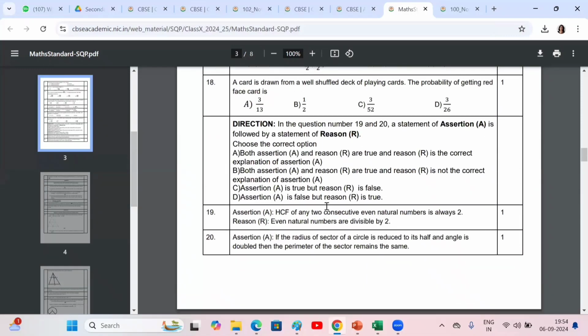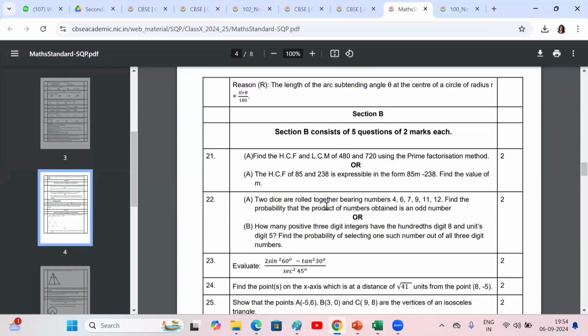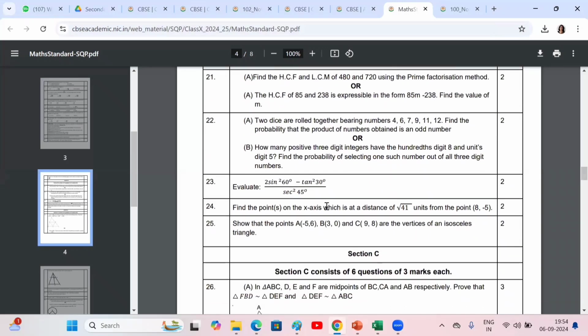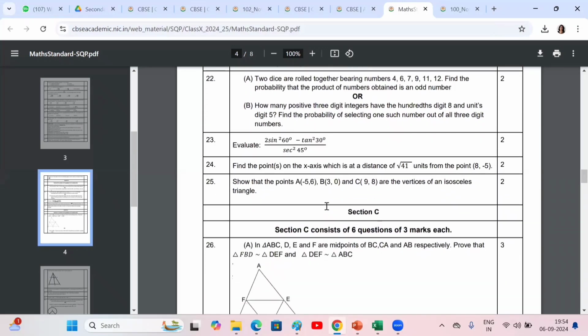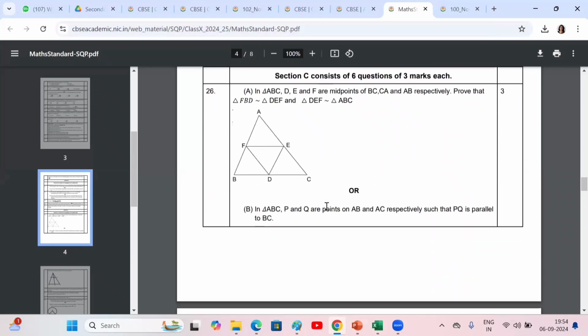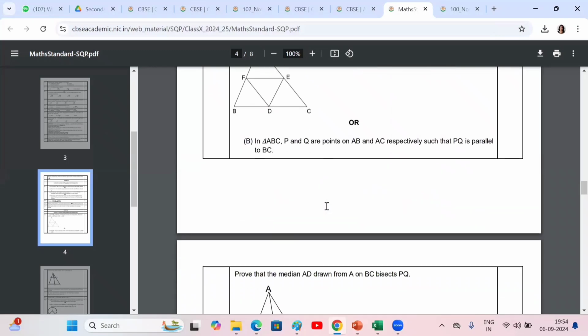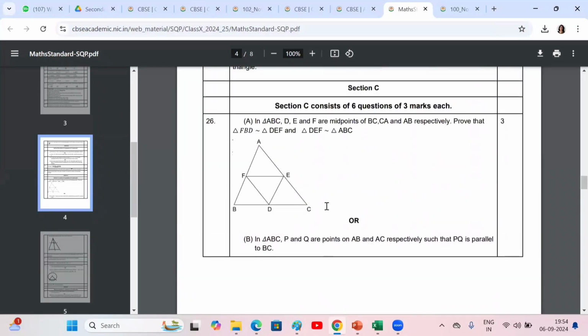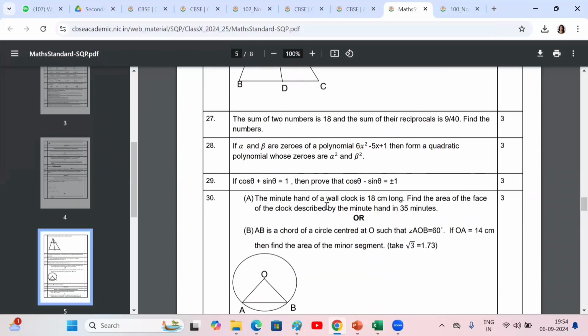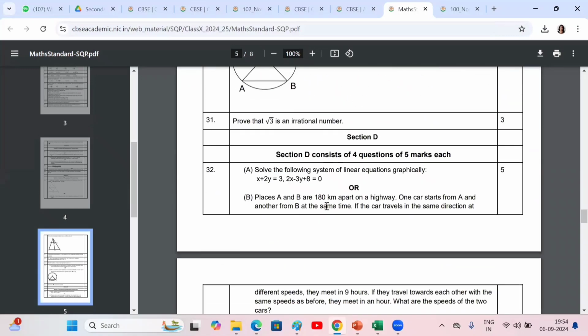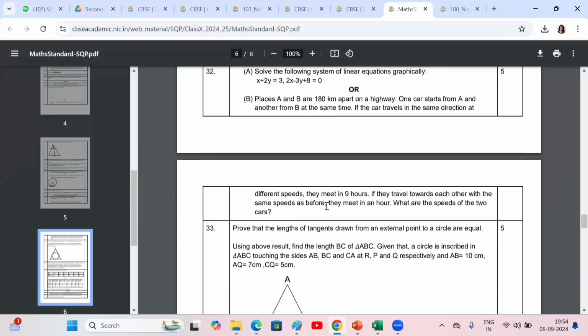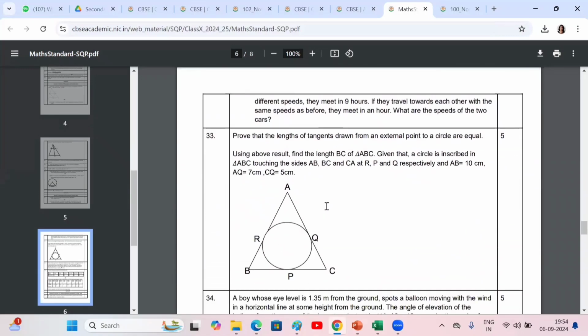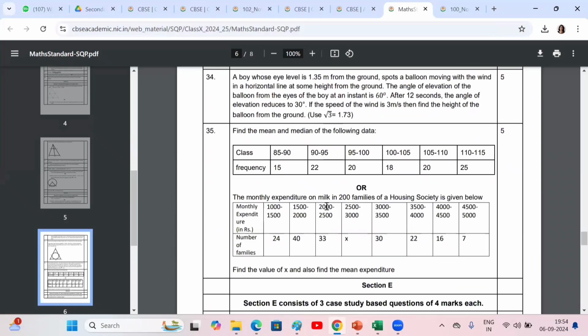So question 20, section A gets over. Section B is having 5 questions of 2 marks each, choice in question number 21 and 22. Section C has again 6 questions of 3 marks each, choice in question number 26 and question number 30. Section D has again 4 questions of 5 marks each, choice in question number 32 and question number 35.